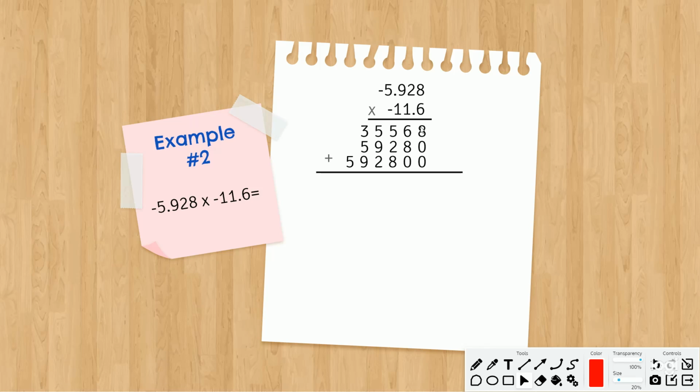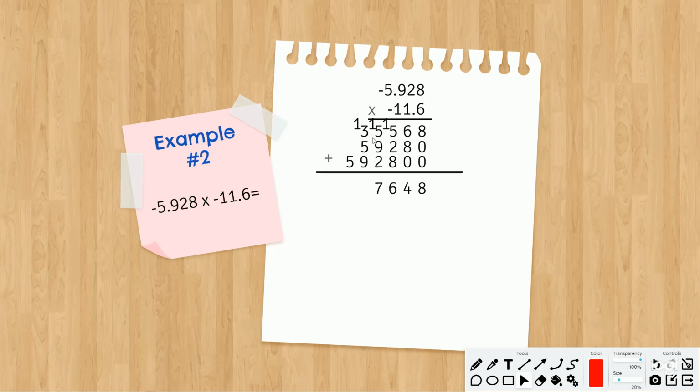So for this one, I have 8 plus 0 plus 0, which gives me 8. 6 plus 8 gives me 14. So I bring the 4 down here and carry the 1 up here. Then I have 1 plus 5 plus 2 plus 8. And 1 plus 5 is 6, plus 2 is 8, and 8 plus 8 is 16. So the 6 goes down, the 1 goes up here. And then I have 1 plus 5 plus 9 plus 2. 1 plus 9 is 10, plus 5 is 15, plus 2 is 17. So the 7 goes down here. I carry the 1 up here.